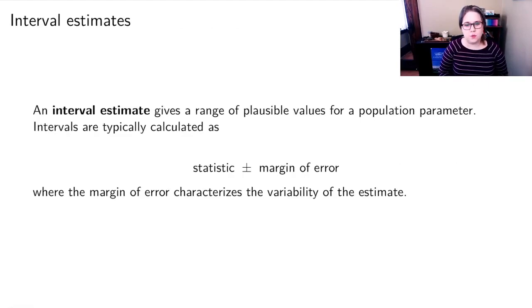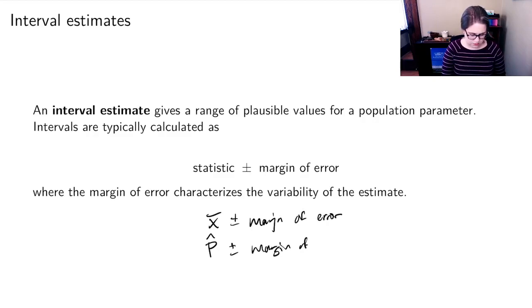So this is what is useful about an interval estimate, is it allows us to give a range of plausible values rather than just saying my best guess for the population parameter is 0.30. I could say I'm pretty sure it's between these two values. And the way that we calculate this interval is we have our statistic. So that might be our x bar, our p hat, things like that. And then we have plus or minus the margin of error.